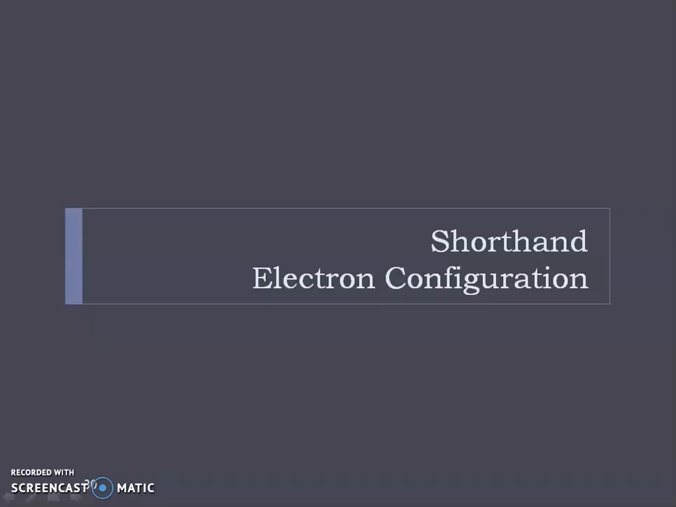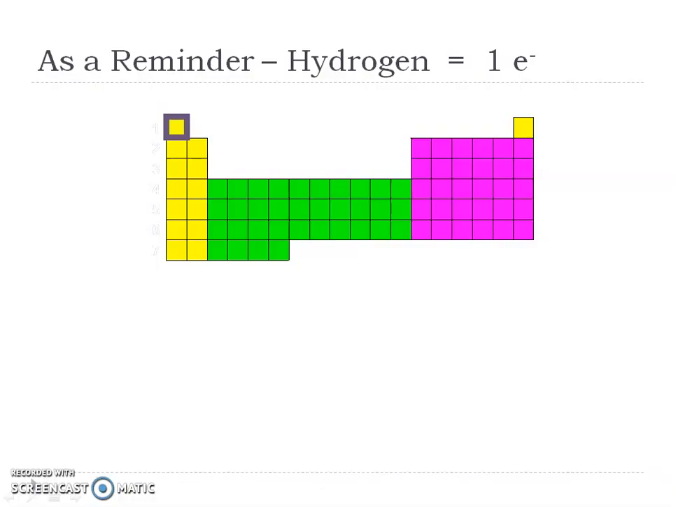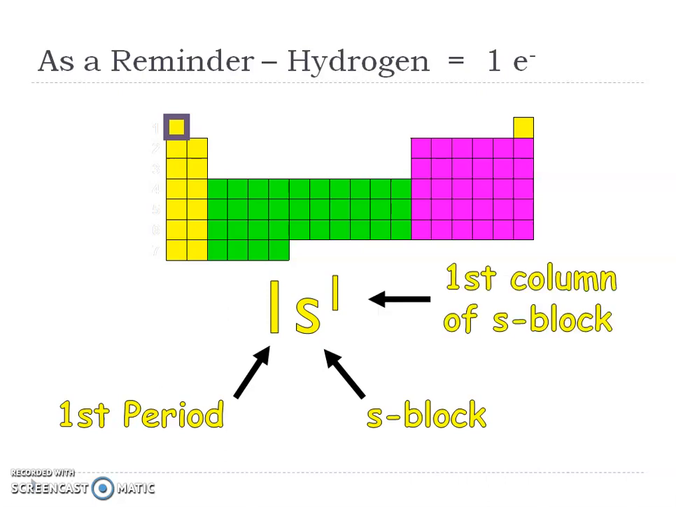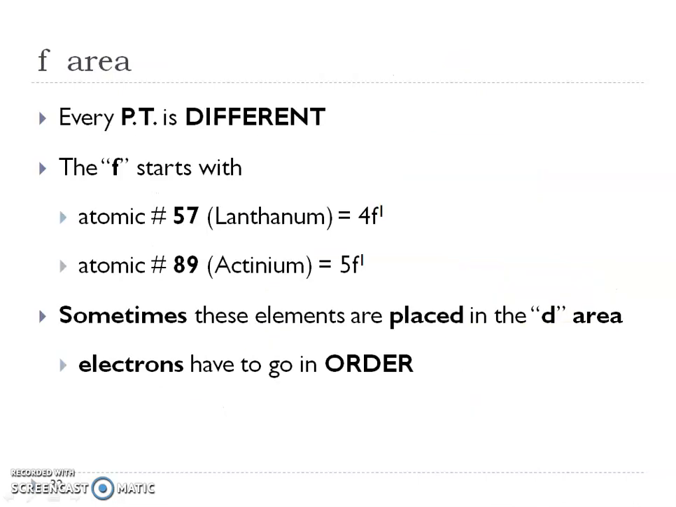So now let's look at that shorthand electron configuration. As a reminder, hydrogen is one electron, so it's just going to be 1s1. Again, as a reminder, that big number is the period number, that little letter is your block, whatever block it's in, and the little number is how many electrons are in there.